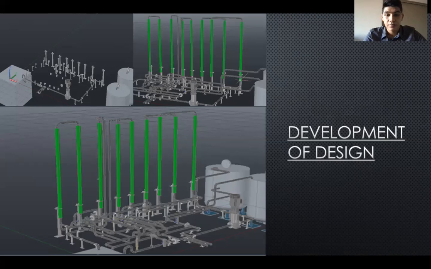It is not that affordable because of all the piping that was involved in here, and the space that it occupied. It was a lot. So another design was to be made, and that's what we have in the next slide.